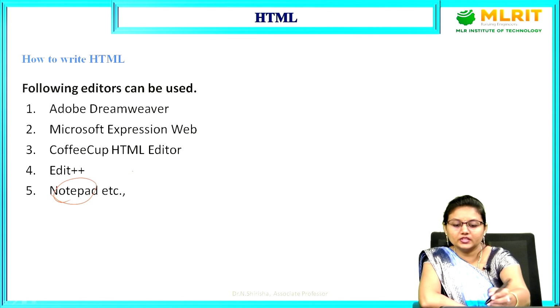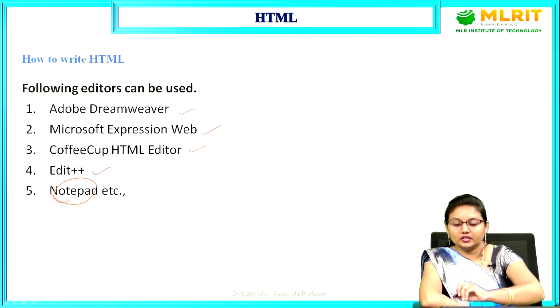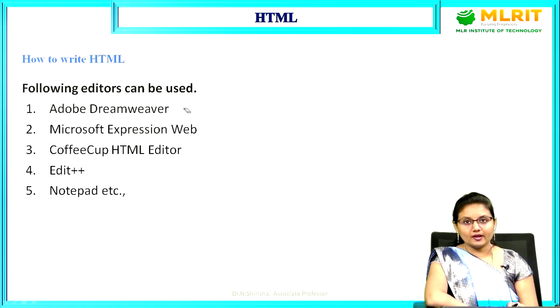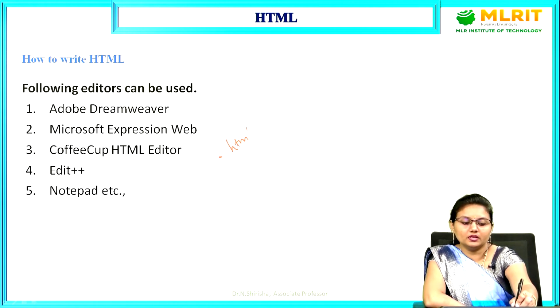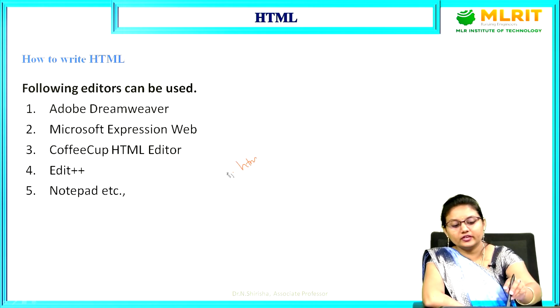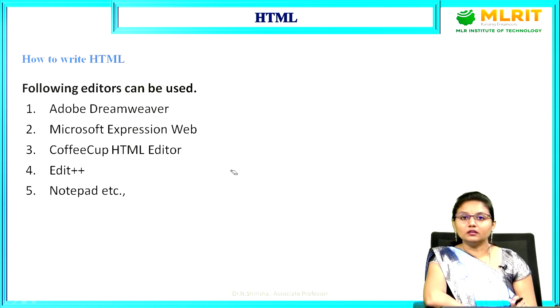You can also go with other editors like Dreamweaver, Microsoft Expression Web, CoffeeCup HTML Editor, and Edit++, and Notepad. These are the basic editors we use where you type your program. Every HTML program should be saved with .html or .htm. If you save it as .html, it will be saved in the file format of the browser. When you double click on it, you can see the output in the browser.